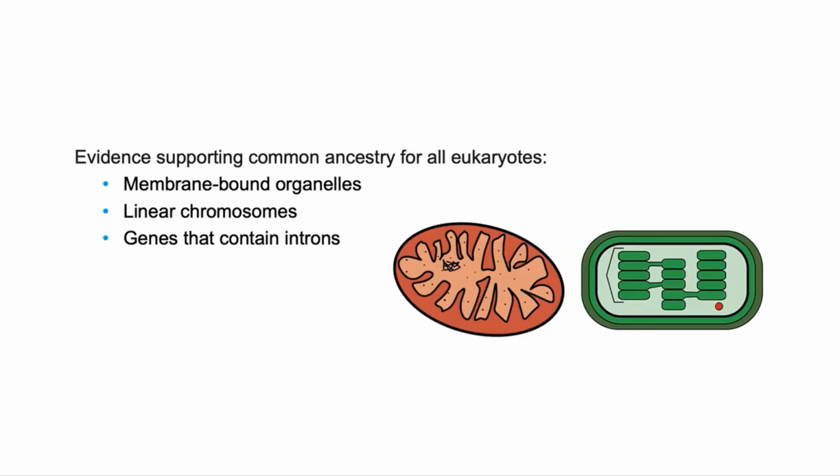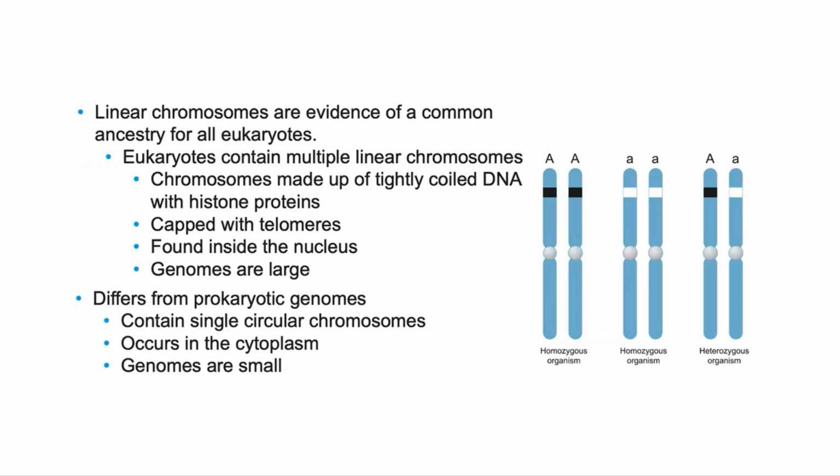Remember, evidence supporting a common ancestor for all eukaryotes is membrane-bound organelles. Let's talk about that, endosymbiotic theory. Linear chromosomes, not circular like we see in prokaryotes. Genes that contain introns, which again, you want introns out. You don't want introns in. You want introns not in that final transcript, so you want them out of the final mRNA.